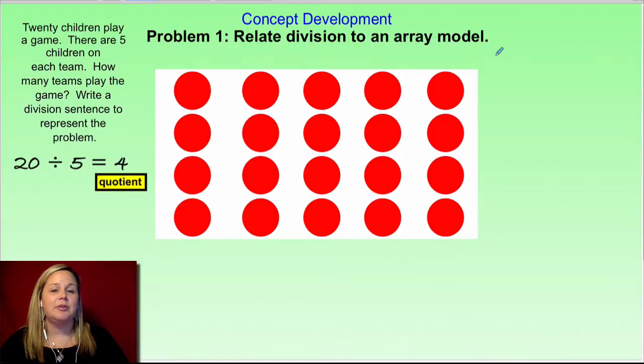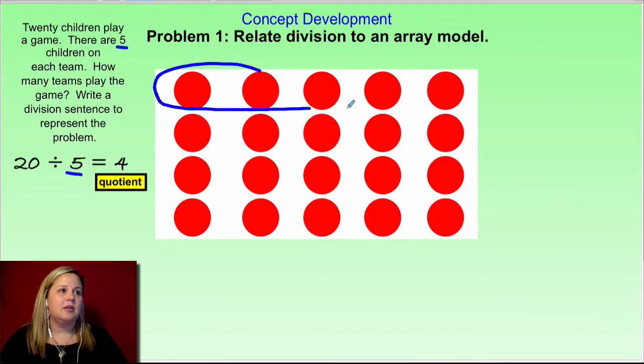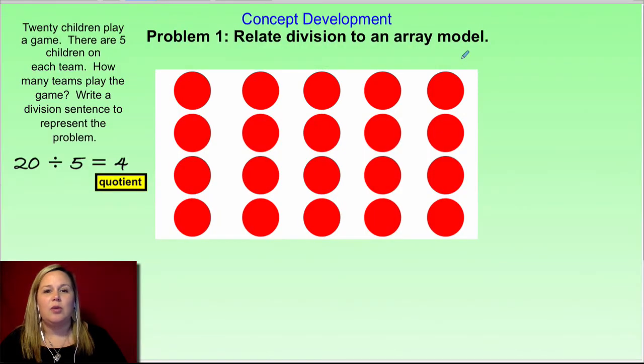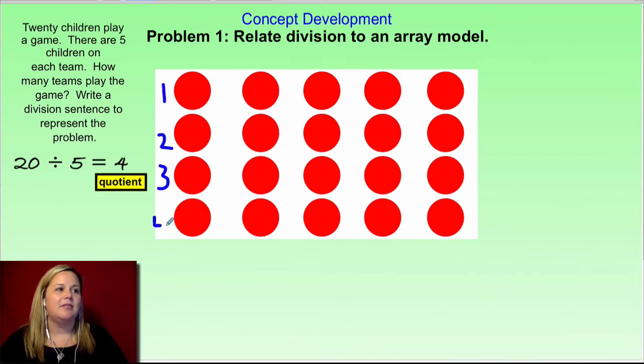Remember, that was our total number of kids that played the game. Then I want to look at how many children on each team. When I looked at that problem, that was 5. That told us up here. That was the number in each group, the 5 right there. What we had to figure out was the number of teams, so the number of rows. So we went 1, 2, 3, 4. There's a total of 4 rows.